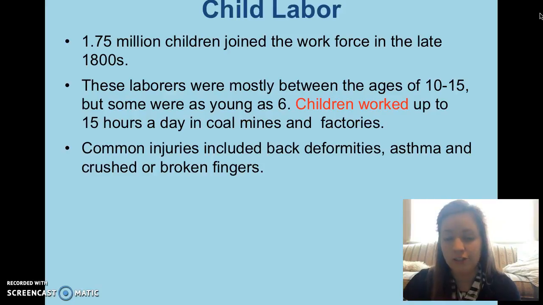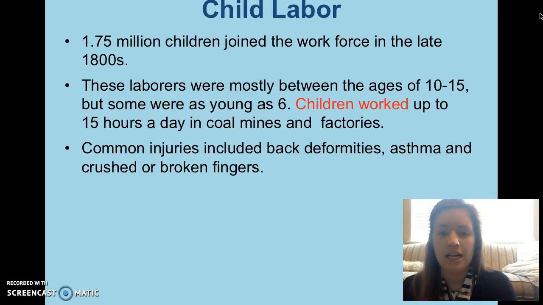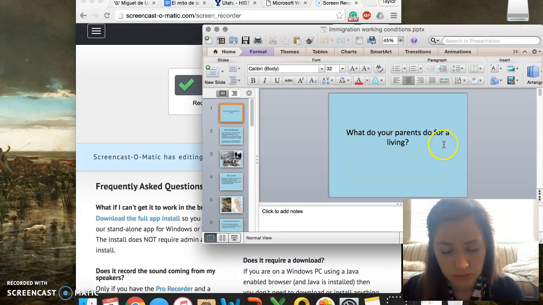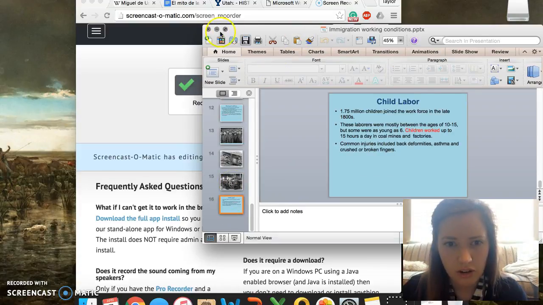Okay, so for this one, under child labor, if you just want to put the age 6 to 15, and then say that there were many injuries incurred and that they worked up to 15 hours a day. Okay, and that is all.